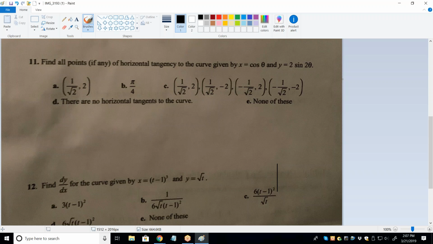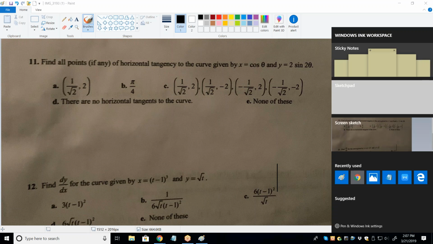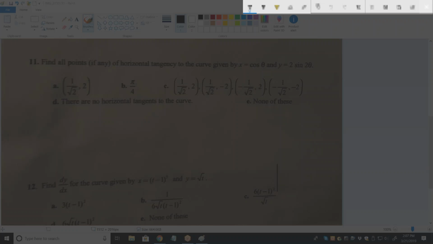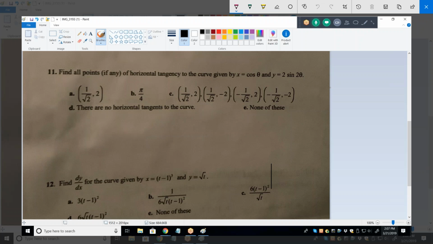Okay, so again, I have 2 parametric equations, just like number 12. Only these are parametric equations in theta. But I still need dy/dx. It's the best place to start here.